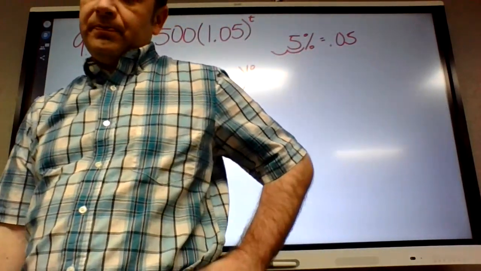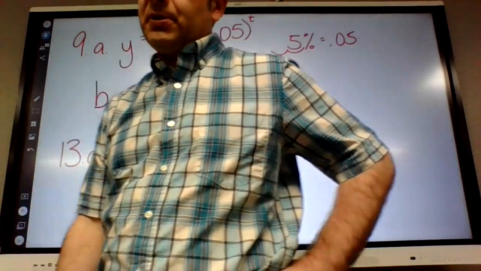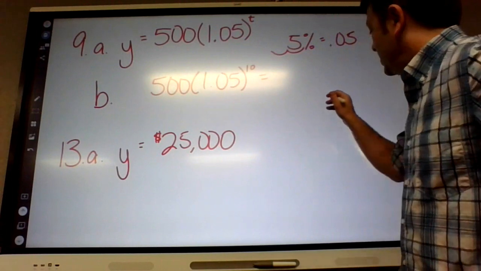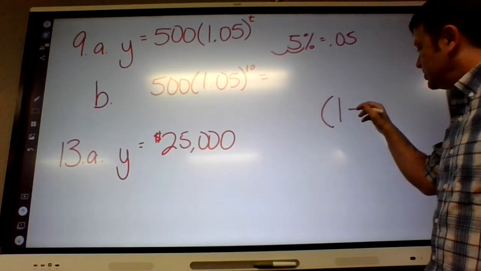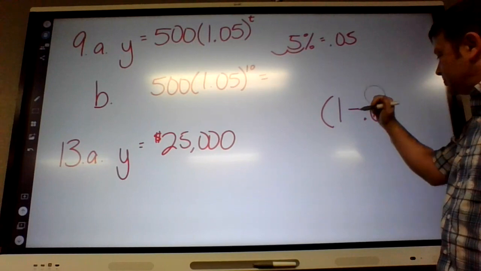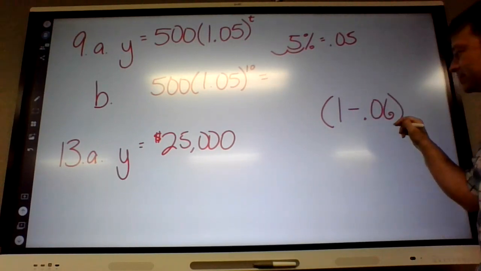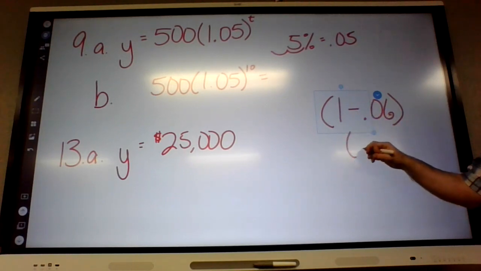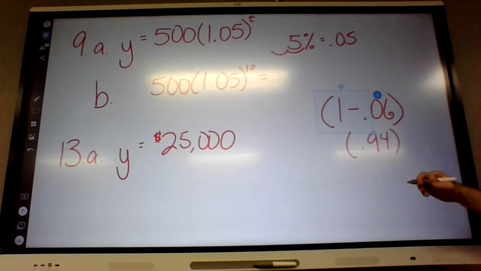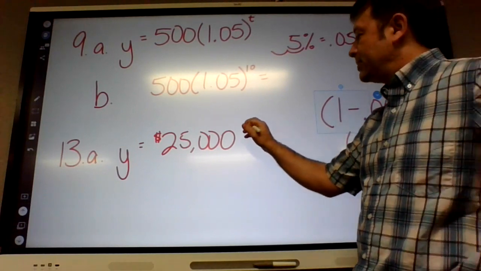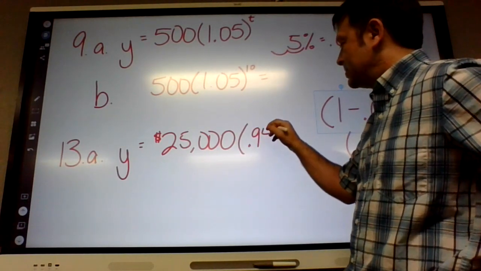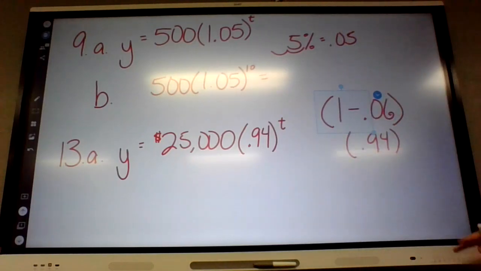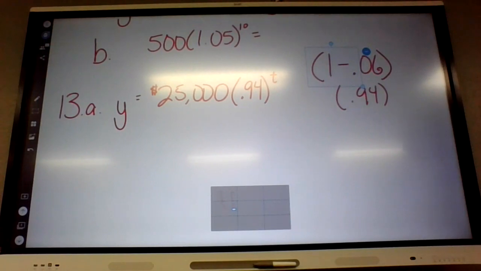Okay, the profits have been decreasing by 6%. So how do we make it decrease by 6%? 1 minus 0.06. Right, oops. 1 minus 0.06. So basically if something is dropping by 6%, it's only going to be 94% of what it was. So anyways, if we simplify the parentheses, it's 94%. So on those 13 through the bottom, make sure you're subtracting the percentage.